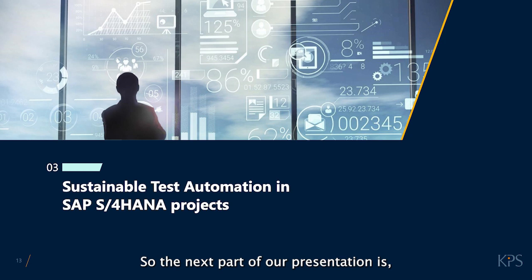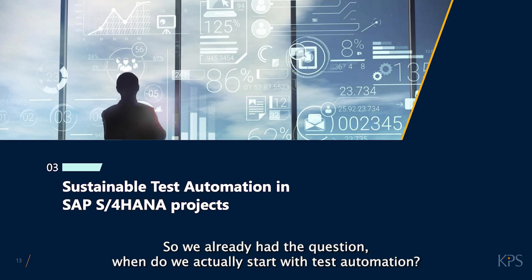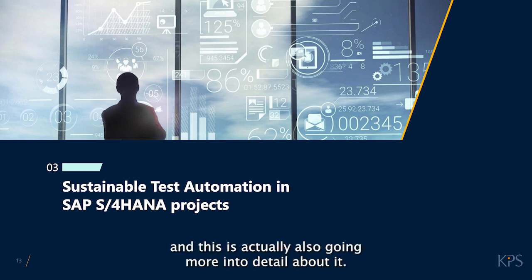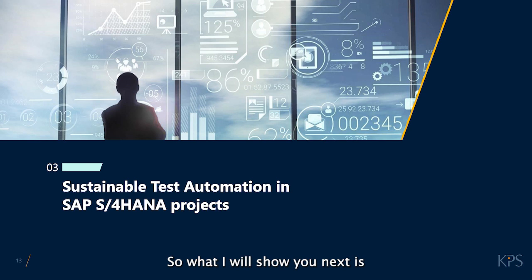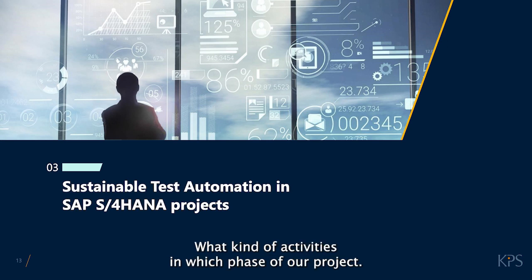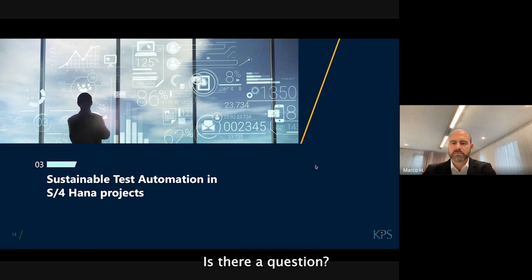So the next part of our presentation is: how do we actually apply everything that we've learned now in our SAP implementation? We already had the question, when do we actually start with test automation if we look at our project lifecycle? This is going more into detail about it. What I will show you next is when we start with test automation, with what kind of activities, in which phase of our project. So we look at greenfield, and we also will look at brownfield. To start that, is there a question?